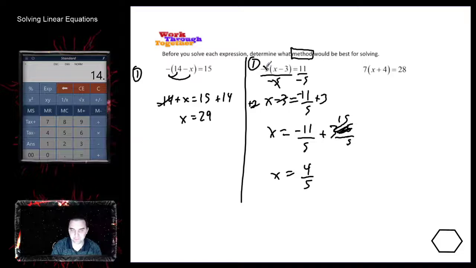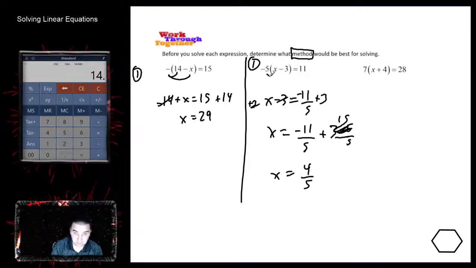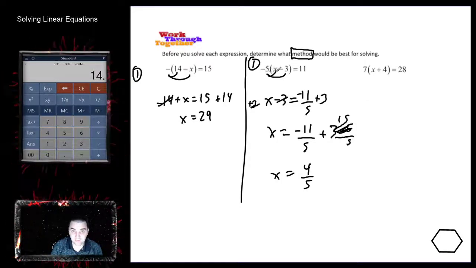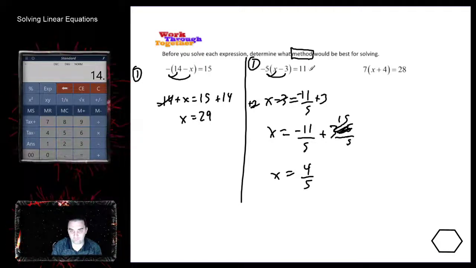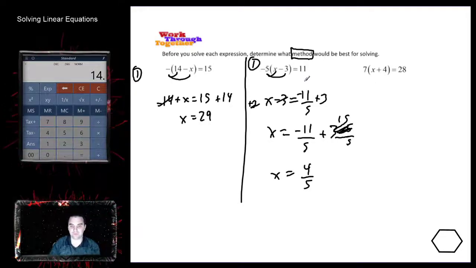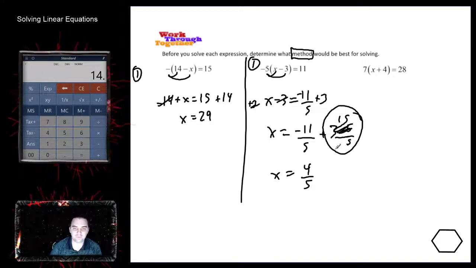Think about it. Instead, I had distributed here. Would it have been any better? I would have had negative 5x, yes, but then I would have had positive 15, and then I would have taken that positive 15 and moved it to the other side as a negative, so I would have had negative 4, yes, and then I would divide by 5, and it would have just turned itself into a fraction, and I would have not needed to do this whole conversion.